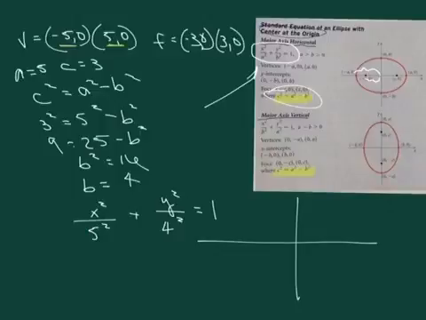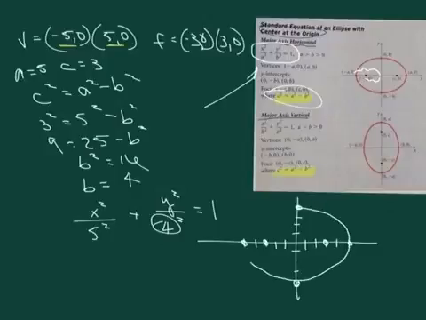Well, I know that my a, my major axis, is 5 and 5 this way, and my minor is 4, and my foci is at 3 and 3. Now the only reason you really use the foci on these graphs is if you're trying to get a real accurate graph. These foci can help you draw your graph more accurately.